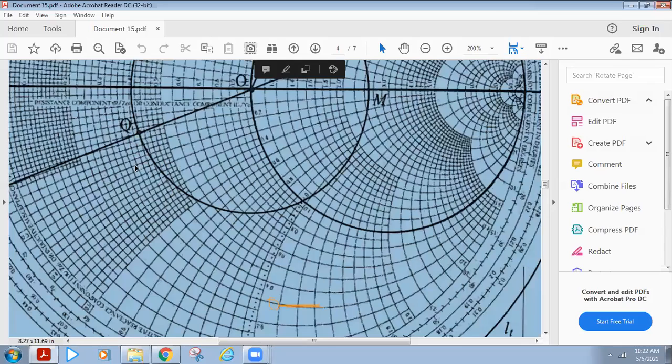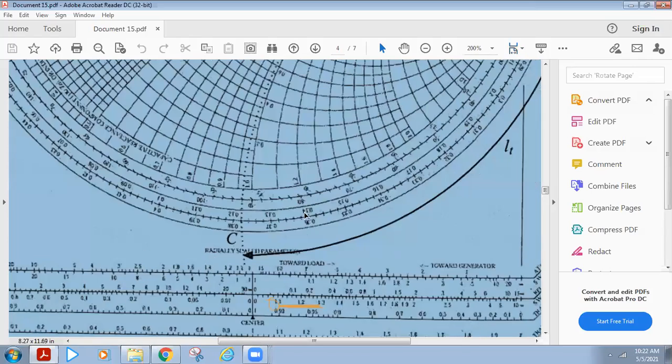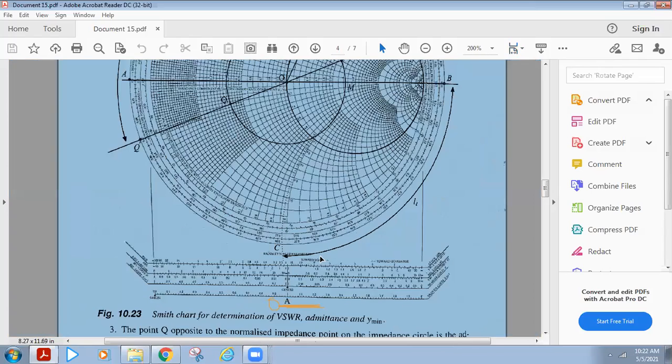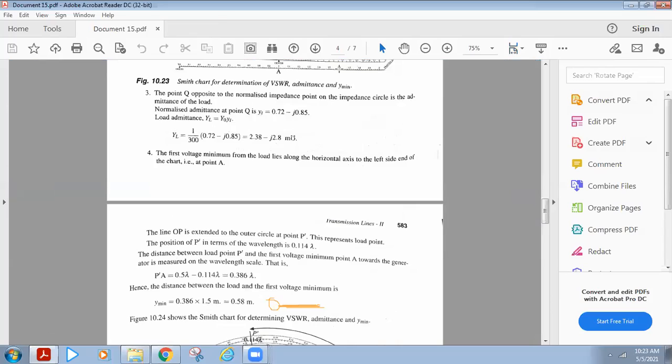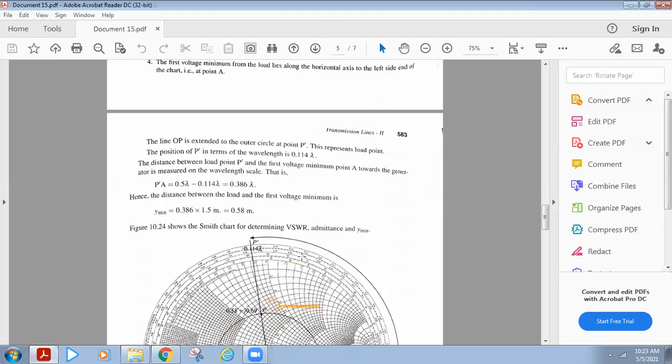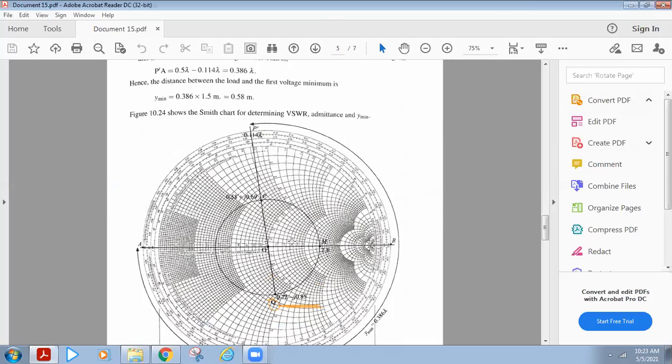Or simply we draw the line along this and definitely get that value. When we check the left side, it gives us admittance; from the right side it gives us impedance. The first voltage minimum from the load lies along the horizontal axis on the left side of the chart, at the point A. Line OP extends to the outer point P dash, representing the load point.